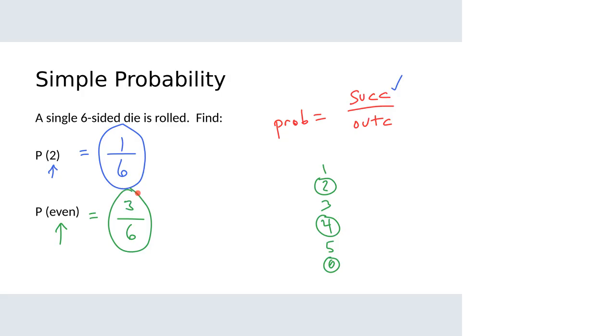So the probability of getting an even number is 3 out of 6. If you're thinking, could that be reduced to 1/2? Absolutely, it can, but it doesn't have to. Either one of these answers would be considered correct on the exam. With probability questions, you can reduce if you want to, but you don't have to.